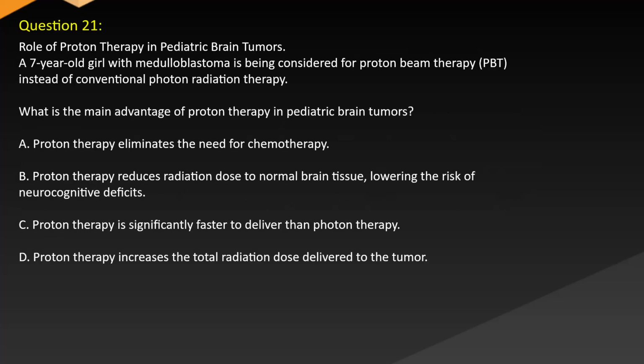Question 21. Role of proton therapy in pediatric brain tumors. A 7-year-old girl with medulloblastoma is being considered for proton beam therapy (PBT) instead of conventional photon radiation therapy. What is the main advantage of proton therapy in pediatric brain tumors? A. Proton therapy eliminates the need for chemotherapy. B. Proton therapy reduces radiation dose to normal brain tissue, lowering the risk of neurocognitive deficits. C. Proton therapy is significantly faster to deliver than photon therapy. D. Proton therapy increases the total radiation dose delivered to the tumor.